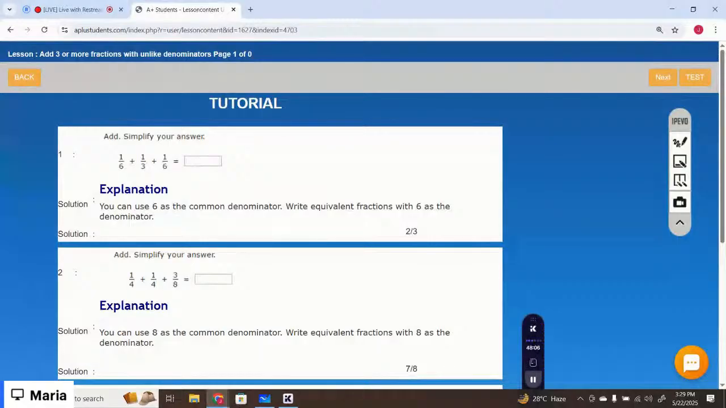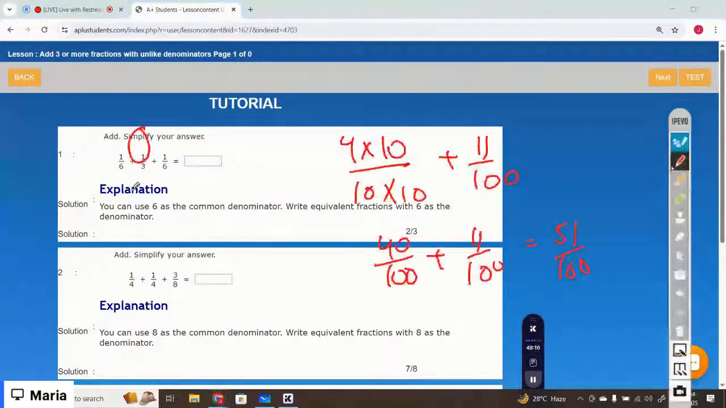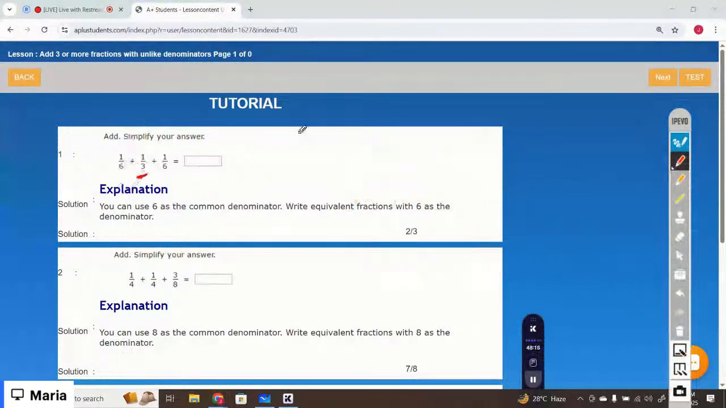One by six plus one by three plus one by six. So we need to add three fractions, right? The first thing we need to do is make the denominators the same, right? You need to make that 3 equal 6, so multiply this fraction by 2, because 2 times 3 is 6, right? That is now 1 by 6 plus 2 by 6 plus 1 by 6.